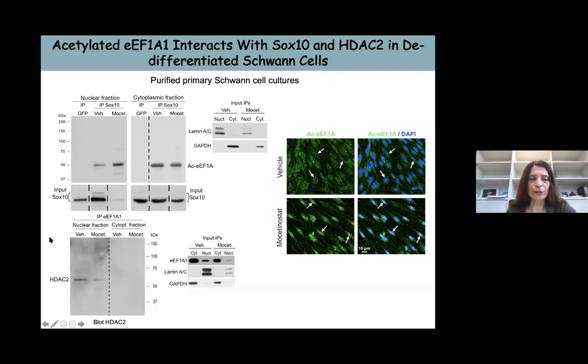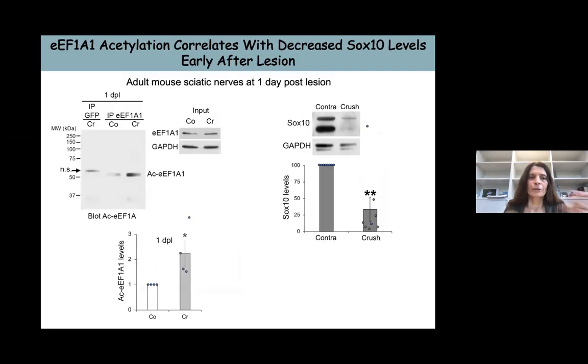So we also checked whether HDAC2 was co-immunoprecipitating. That was the case only in the nuclear fraction. So then we had this confirmation that acetylated EF1A interacts with SOX10 and HDAC2 in the differentiated Schwann cells. Then we wanted to check that in vivo.